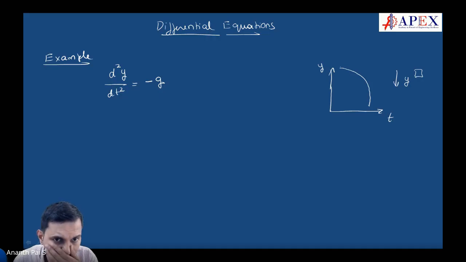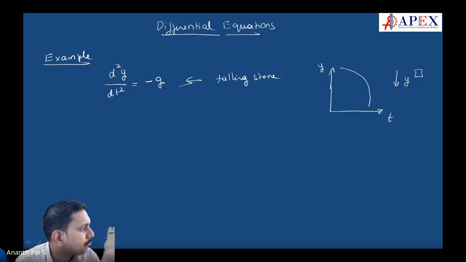So here, d square y by dt square is equal to g, right? Now, how will you know this is the acceleration? We know it, right? This is the differential equation that is taken. There are a number of ways in which differential equations are important. For example, this is a falling stone, is it not? We put it like this, falling stone or falling object.